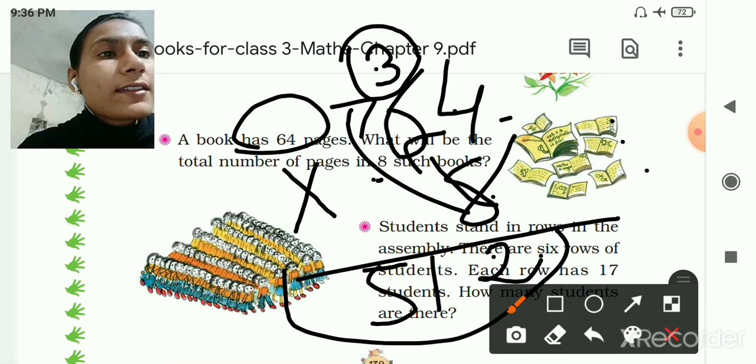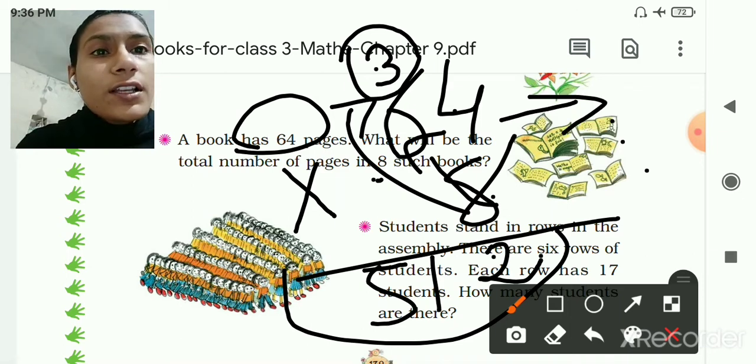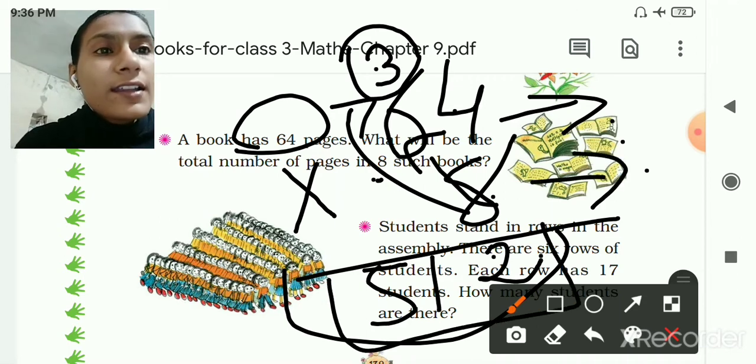A book has 64 pages, and the total number of pages in 8 books is 512 pages.